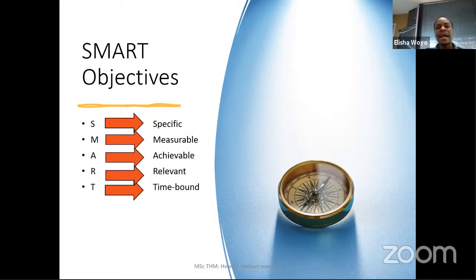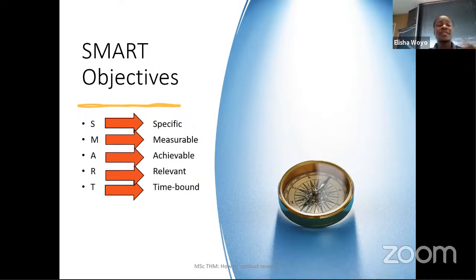And that is also why when you are designing your instrument, each specific objective should have a set of questions, either in the interview guide or in the research question. That makes it achievable.